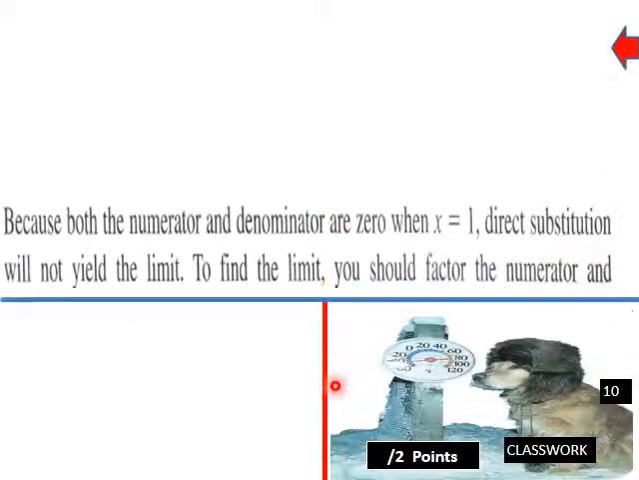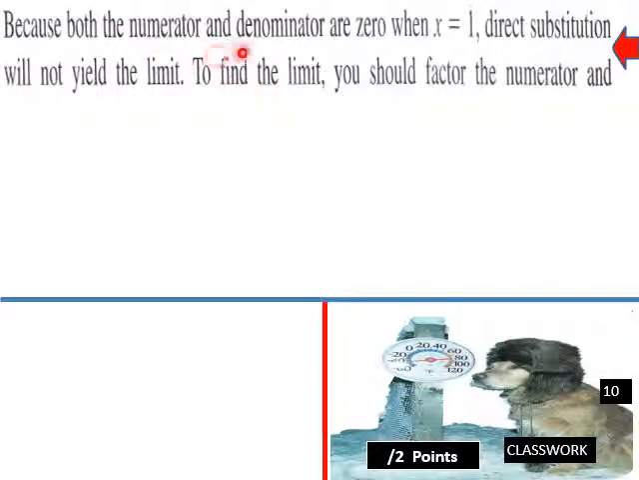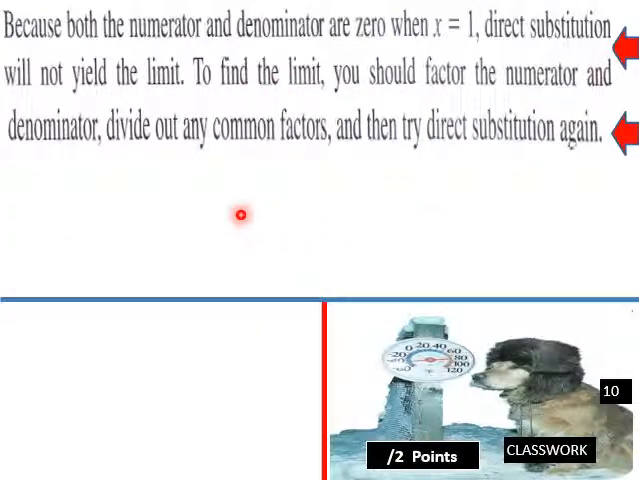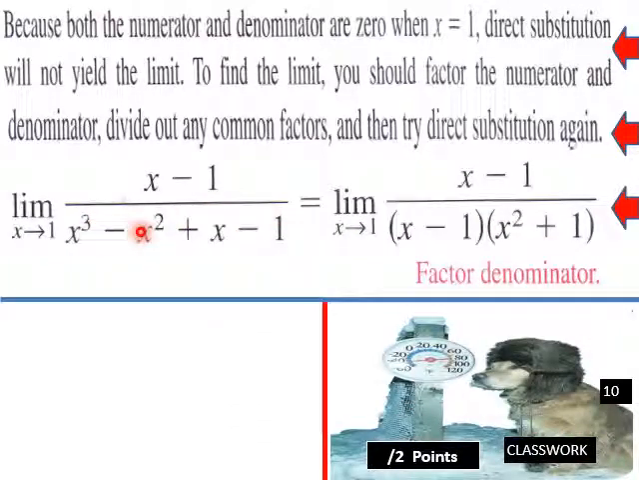So what do we have then? Because both numerator and denominator are 0 when x equals 1, direct substitution will not yield the limit. To find the limit, you should factor the numerator and denominator, divide out any common factors, and then try direct substitution again. So in this situation here, we're going to factor the denominator out.